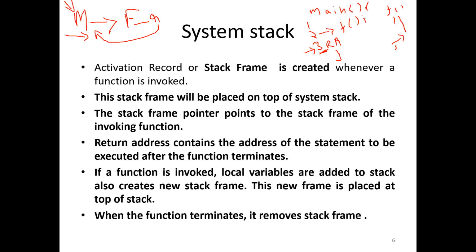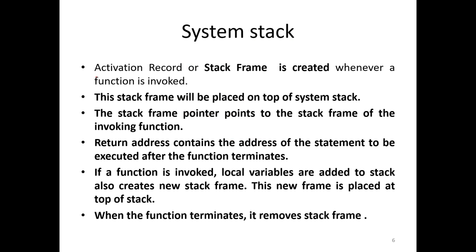Caller, calling. Who is calling? Main is calling. What is invoked? The function is invoked. So now some information has to be maintained in the stack. That stack is not created by the user. That stack is called the system stack. Another name is also used, that is activation record. An activation record or stack frame is created when our function is invoked.